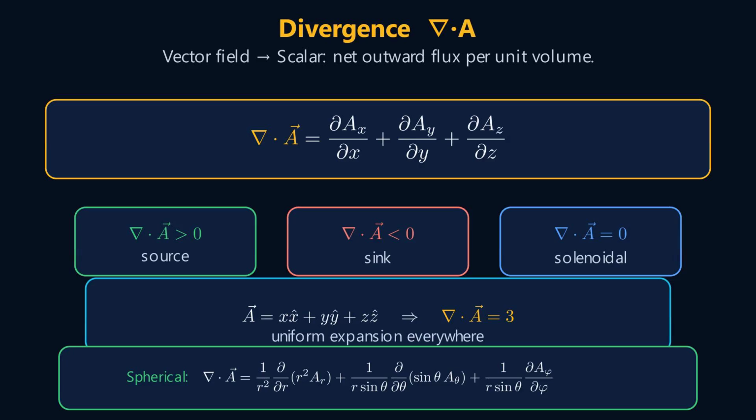In spherical coordinates, the divergence formula becomes 1 over r squared, partial over partial r of r squared A r, plus 1 over r sine theta, partial over partial theta of sine theta A theta, plus 1 over r sine theta, partial A phi over partial phi. The divergence will be essential for Gauss's law in electrostatics.